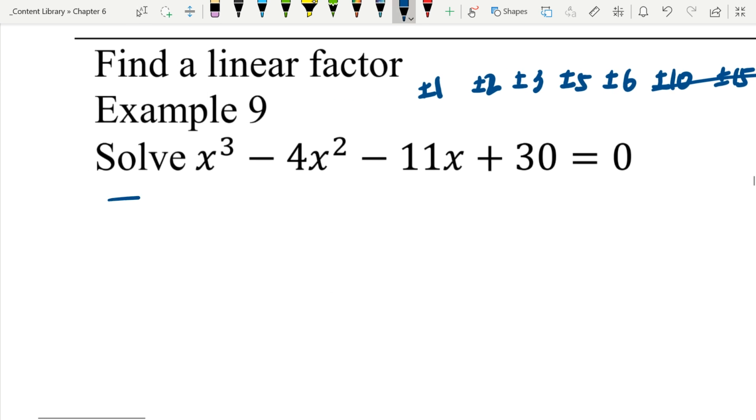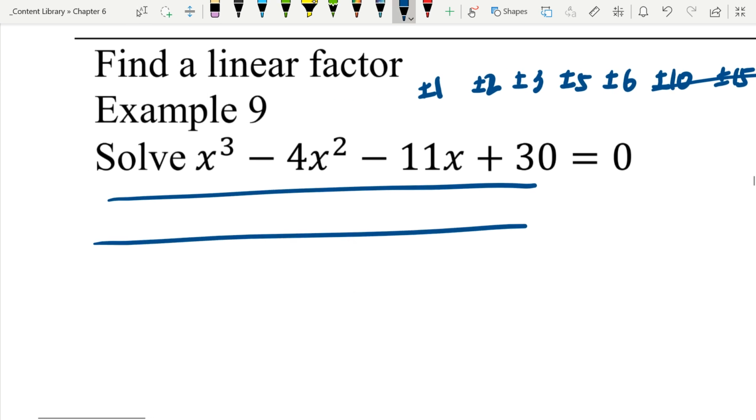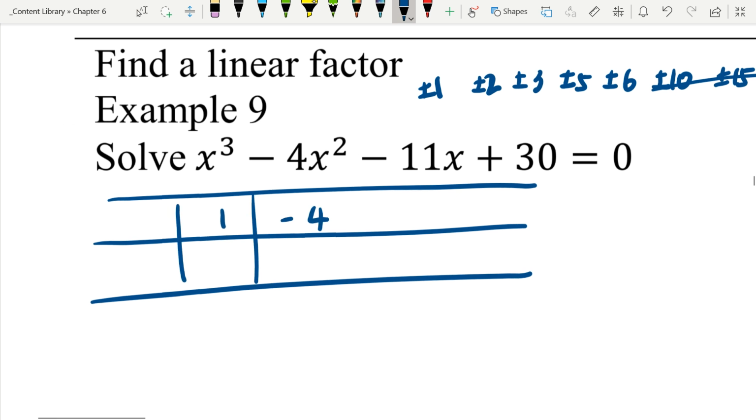So again, introduce the box method. 1, minus 4, minus 11 and 30.